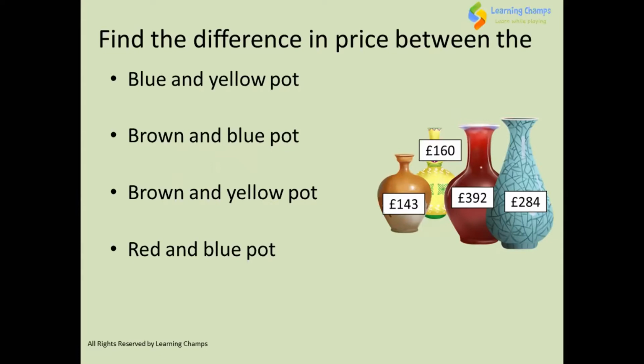Now, here we are going to check the difference in price between the blue and yellow pot. Can you tell me what is the price of the blue pot? 284 pounds. And what is the price of the yellow pot? 160 pounds. Very good. Can someone tell me the difference of these prices? 124.